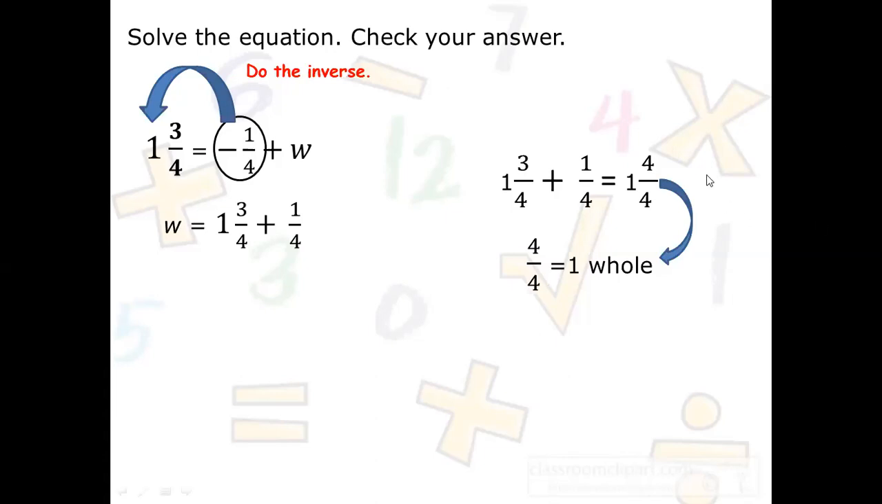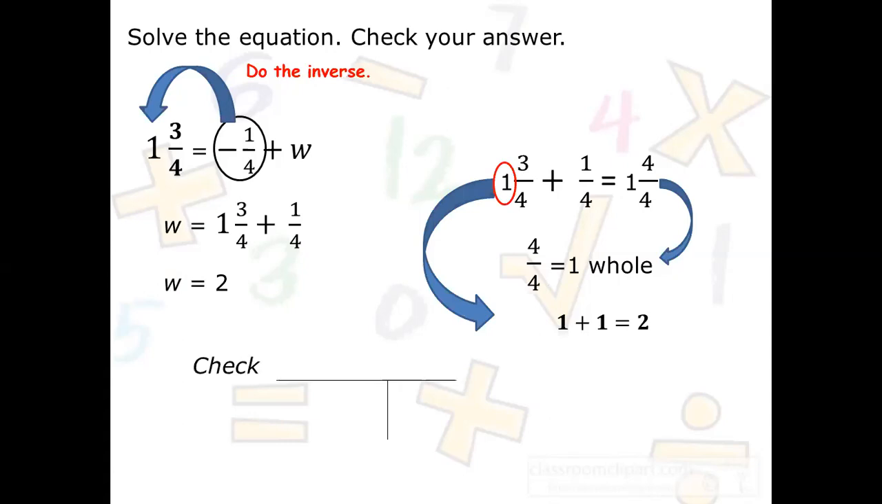Okay, so from this 4 over 4 we got 1 whole. Already we have a 1 whole here, right? So we just add both of them. So this one plus the 1 whole we got, so 1 plus 1 is going to give us a 2. This is the answer. So W equals 2.